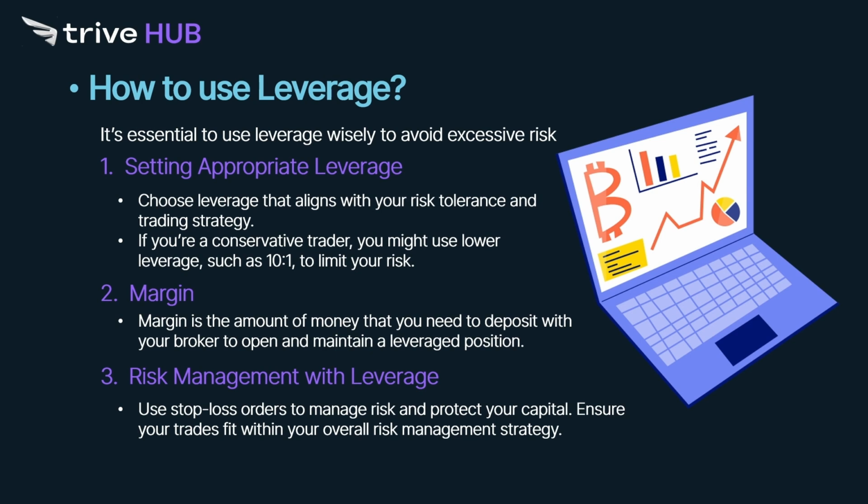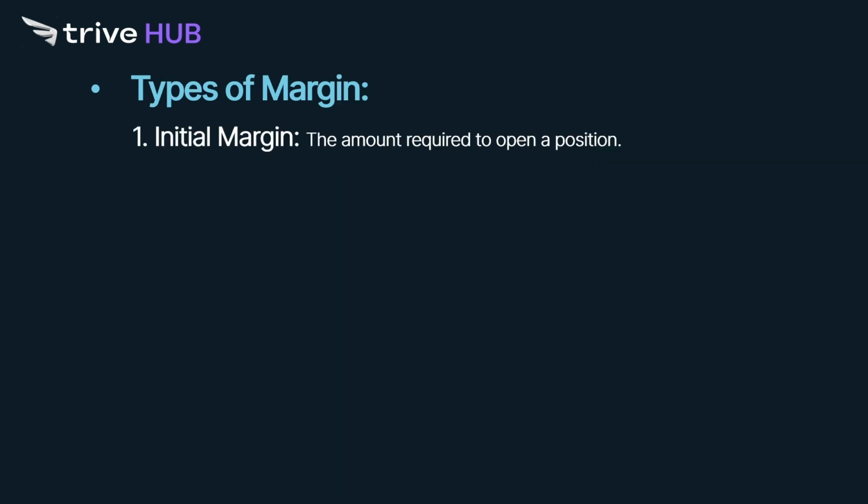So there are two types of margin. Initial margin is the amount that you need to pay to open a position. Let's say you want to trade a $100,000 position with a leverage of 50:1, then you need to deposit $2,000 minimum to open this position. This will be your minimum deposit required, and this is called margin. The second type of margin is maintenance margin.